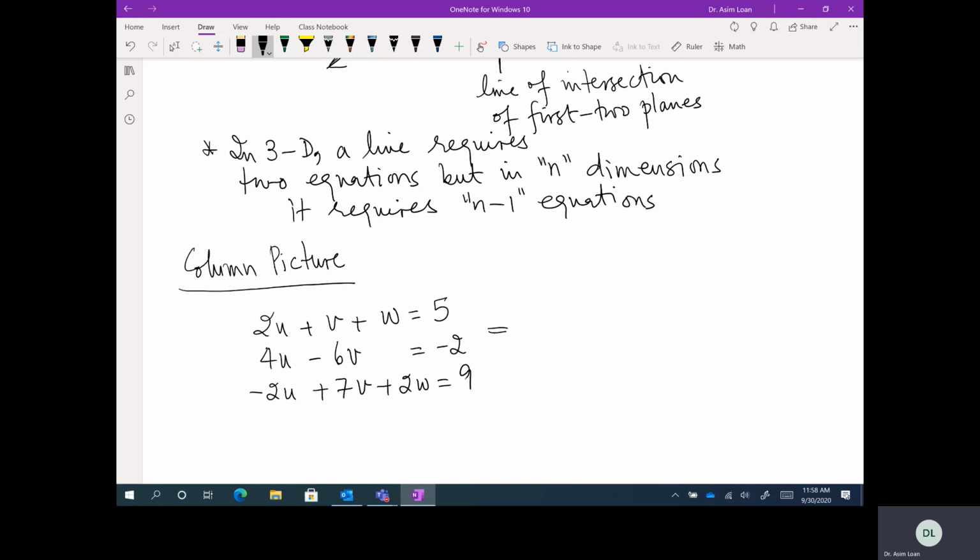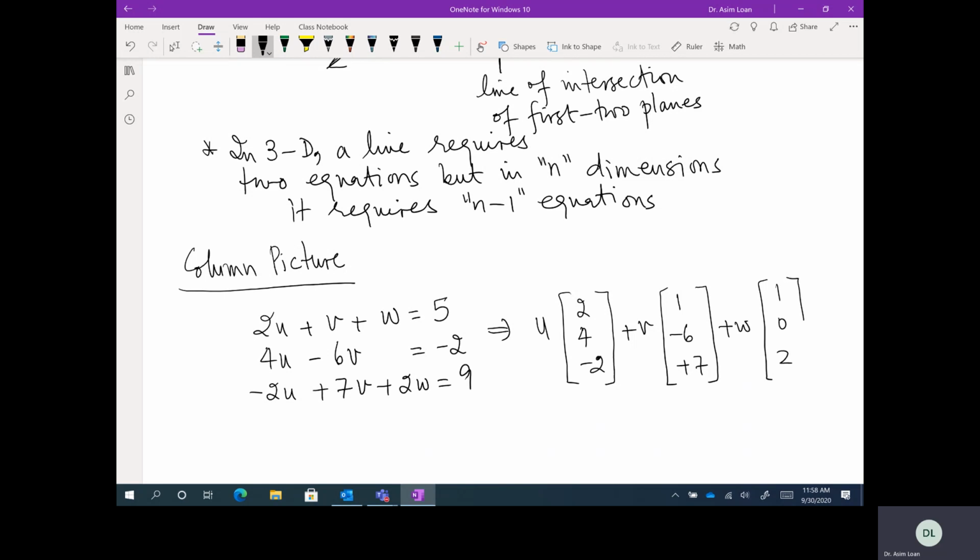Okay, so this I can write as u times (2, 4, -2), plus v times (1, -6, 7), plus w times (0, 0, 2)... this is equal to b, where my b is (5, -2, 9).